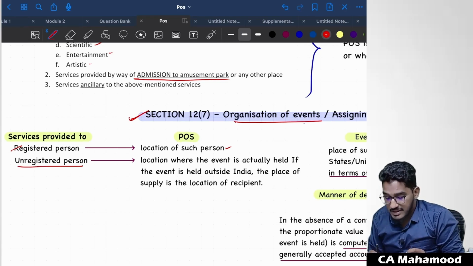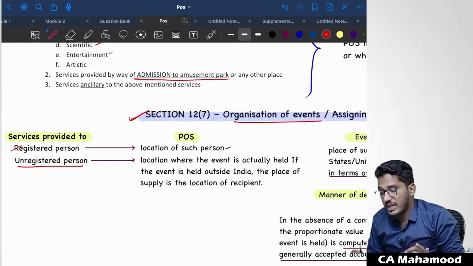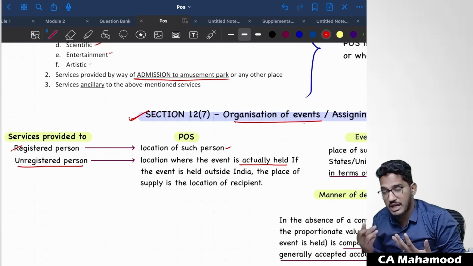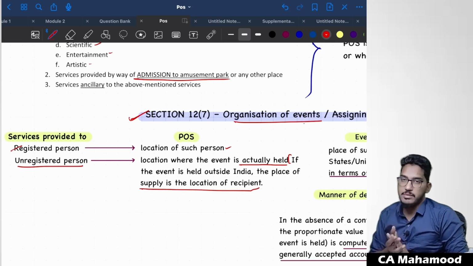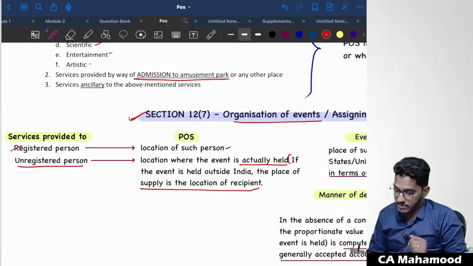However, if the recipient is an unregistered person, then generally the place of supply will be the location where the event is actually held. Wherever that event is getting conducted, that will be the place of supply. They say one more thing here: in case you are organizing an event and that event is to be held outside India, then the place of supply will be the location of the recipient.